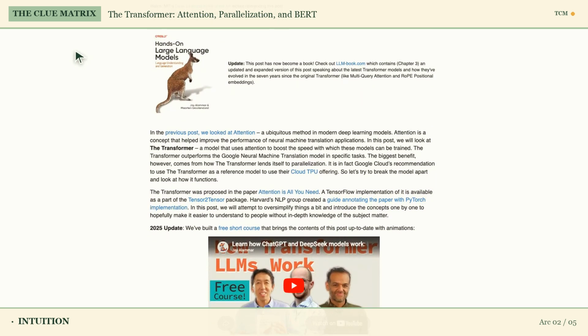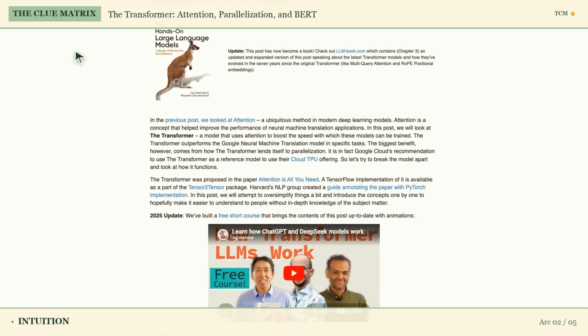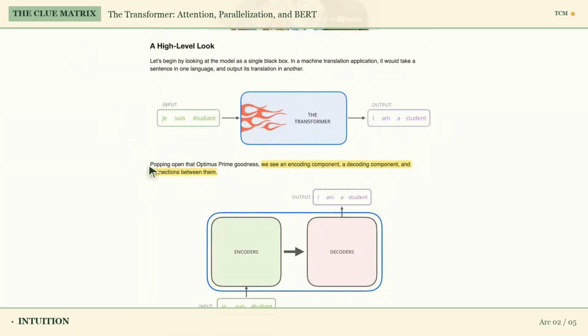When we look inside, we see an encoding component, a decoding component, and connections between them. This is standard for sequence-to-sequence models. The encoder processes the input, and the decoder generates the output. What's inside those?